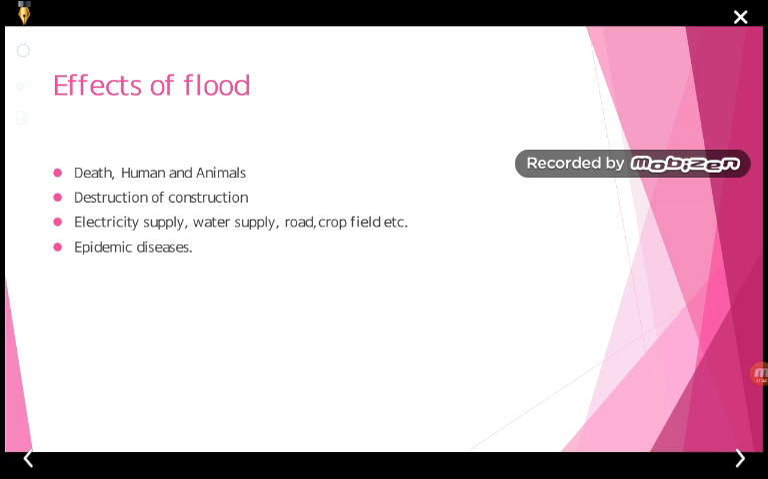Next, coming up to the effects of flood. So how does this flood affect the properties or human beings? So the first and main effect is the death of humans and animals. Next is the destruction of the कंस्ट्रक्शन. जो भी कंस्ट्रक्शन किया उन सब का क्या होता है, डिस्ट्रक्शन नहीं होता, फिर भी एक प्रकार का प्रॉपर्टी लॉस हम बोल सकते हैं. इलेक्ट्रिसिटी सप्लाई का डिस्ट्रक्शन होता है, वाटर सप्लाई ब्रेक होता है, रोड, crop field is totally submerged under the water.